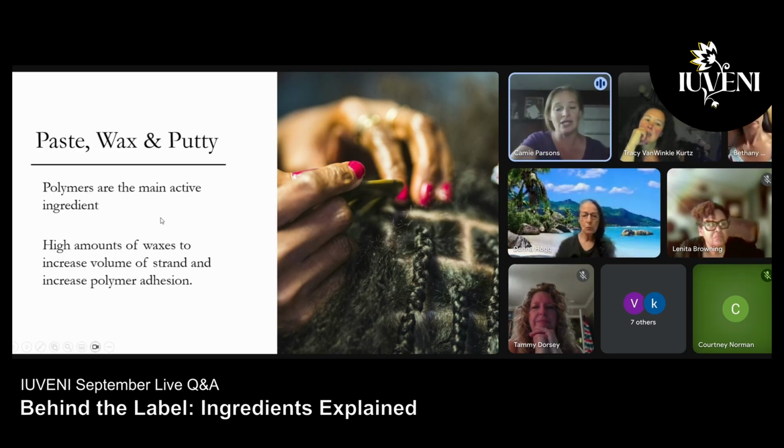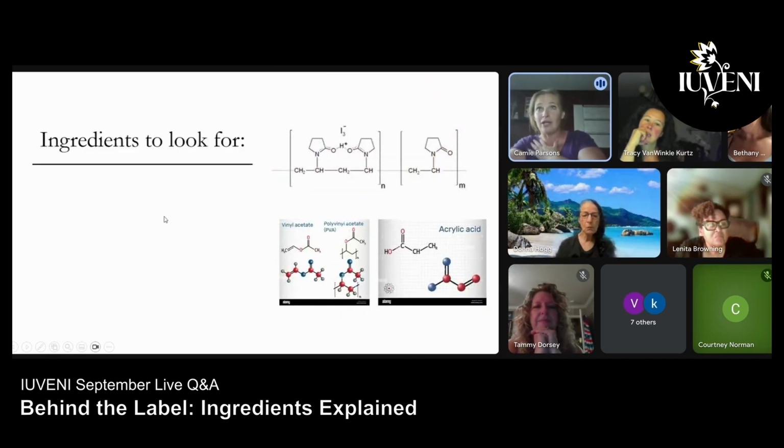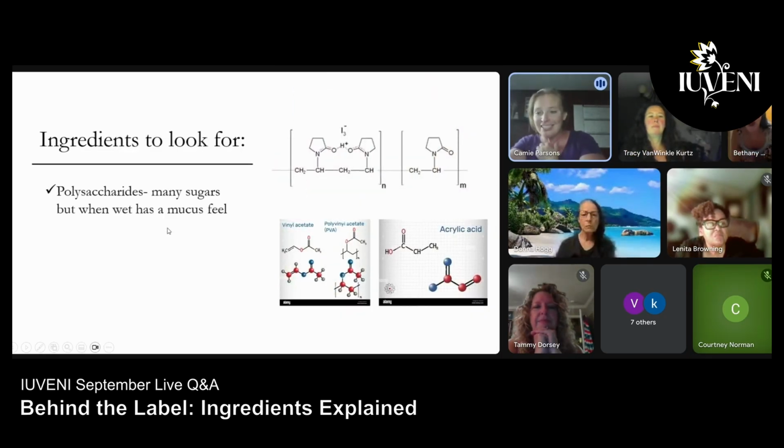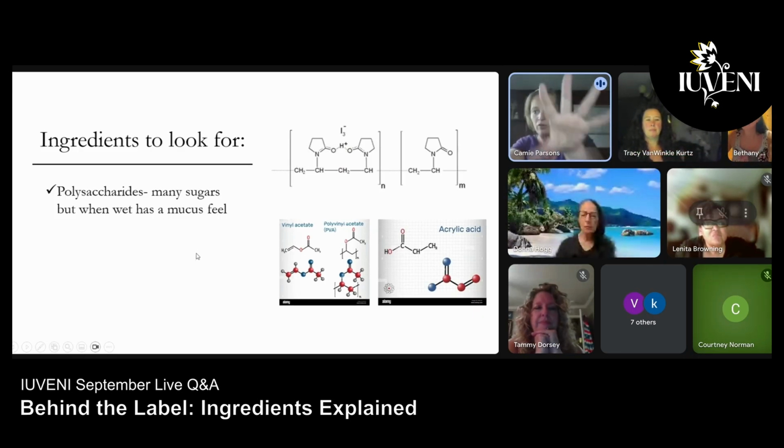What is the polymer doing? Which specific polymer is it? Here are some words you might run into. Polysaccharides. That just means sugars, like literally, glucose over and over and over again. It feels like mucus when it's wet though. So if you have that, yeah, it's gross.